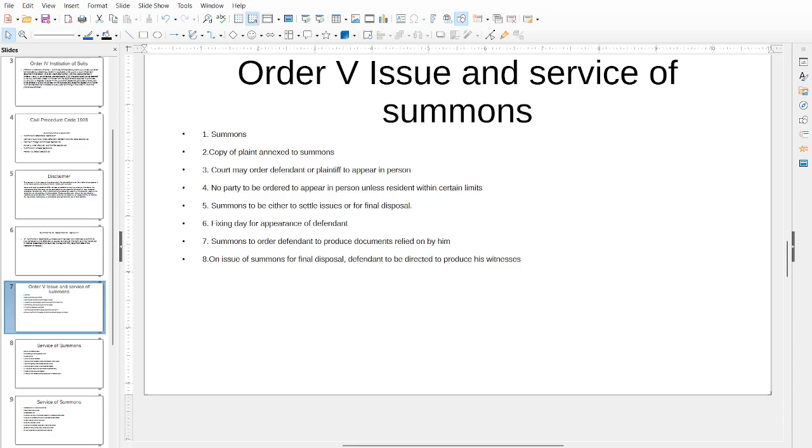Coming to the next point, which is a copy of plaint annexed to summons. As I mentioned earlier, while sending a copy of the summons to the defendant, a copy of the plaint needs to be sent along with it, so that the defendant will know exactly why the summons has been issued in his name. So he'll know the case.